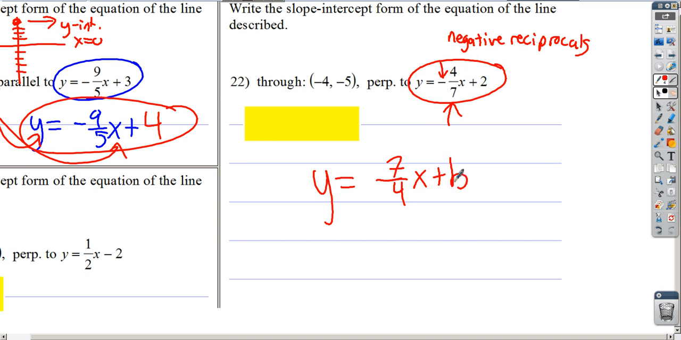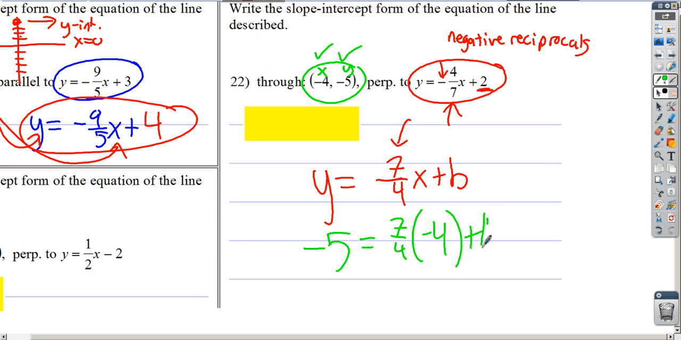And again, we don't know b. This b, this 2 right here, is a totally different line. The only reason we needed that line is to find this slope right here. But we're not allowed to use their y-intercept because that's a different line. Okay, our line is going to go through this point. So that's an x-coordinate, that's a y-coordinate. So I'm going to plug in the negative 5 for y, and then I'm going to plug in the negative 4 for x, because they tell us that that point is on that line.